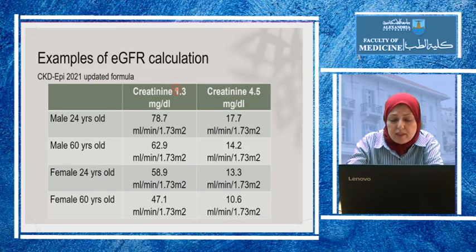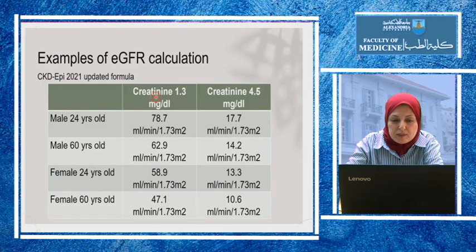And you put only the age of the patient, the gender of the patient, and the creatinine of the patient, and it gives you the estimated GFR. To illustrate this, I have presented you with two examples: patients who have a creatinine of 1.3 and patients who have a creatinine of 4.5.